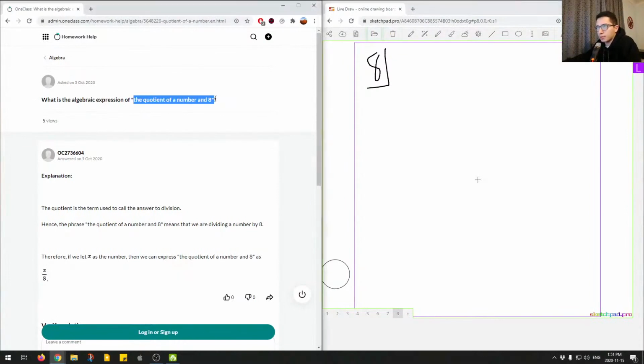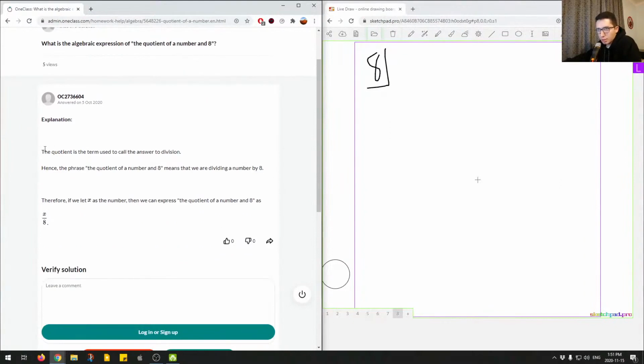So when we're given this statement, the quotient of a number and 8, what does this mean? Looking at the explanation, the quotient is the term used to call the answer to division. Hence the phrase, the quotient of a number and 8, means that we are dividing by the number 8. Therefore, if we let x be the number, then we can express the quotient of a number and 8 as x divided by 8. So that's a quick explanation.